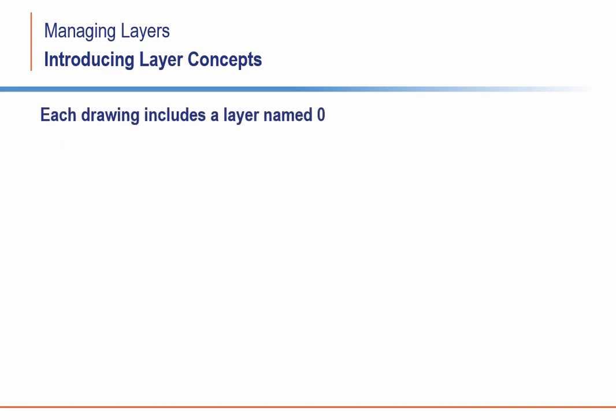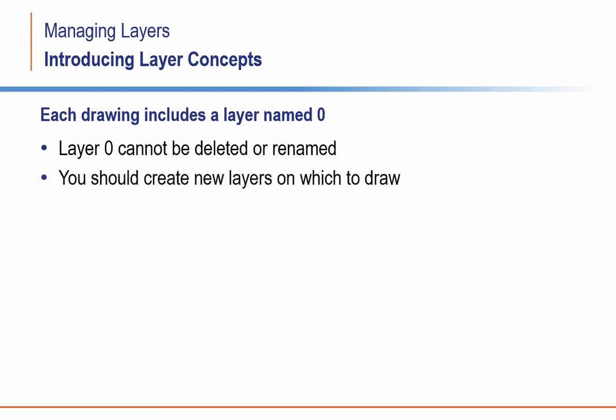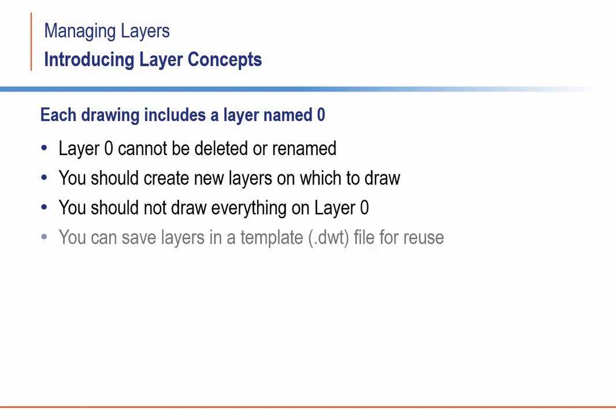Each drawing includes a layer named 0. Layer 0 cannot be deleted or renamed to ensure that every drawing includes at least one layer. In general, you should always create several new layers with which to organize your drawing rather than create your entire drawing on layer 0. These layers can be saved in a drawing template, a file with a .dwt file extension, to make them available automatically in a new drawing.